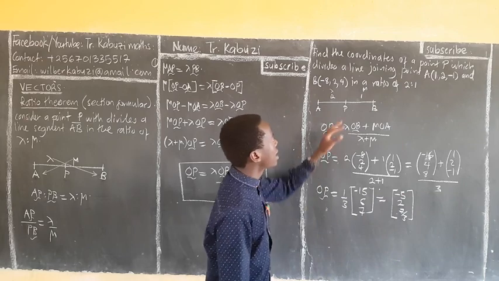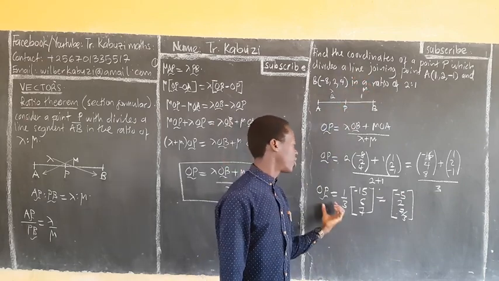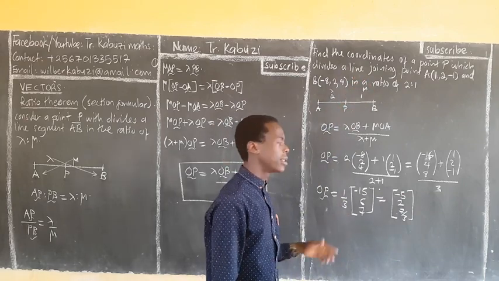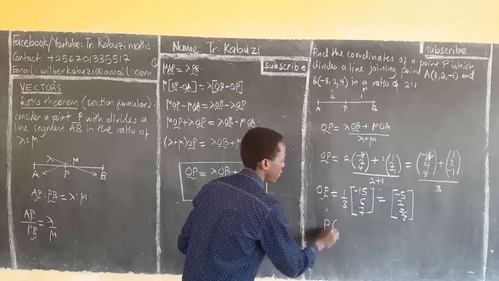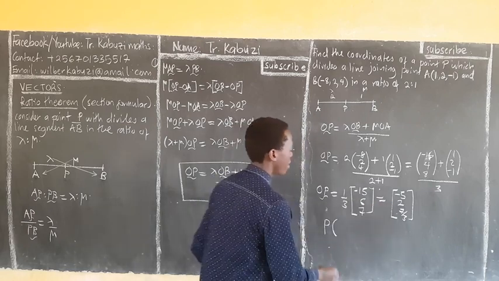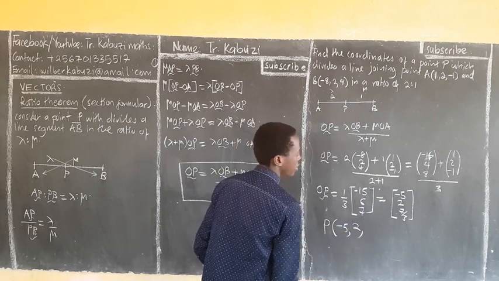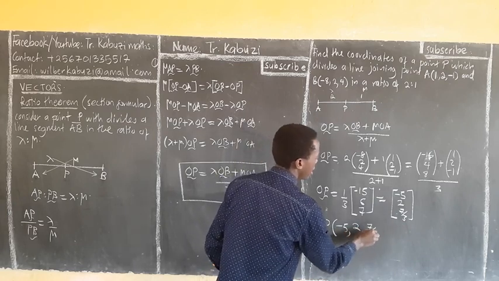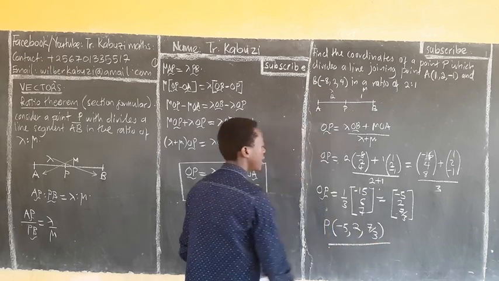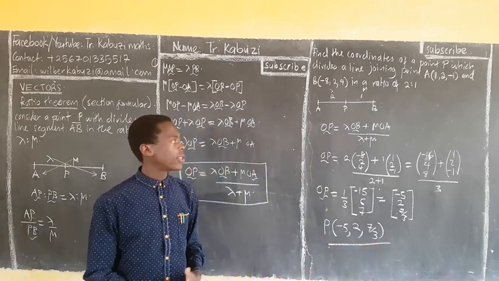But remember, they asked for a coordinate. This is the position vector. If we want the coordinate, we write it in a coordinate system. It will be x is negative 5, y is 2, and z is 7 over 3. So members, that's how we use the ratio theorem.